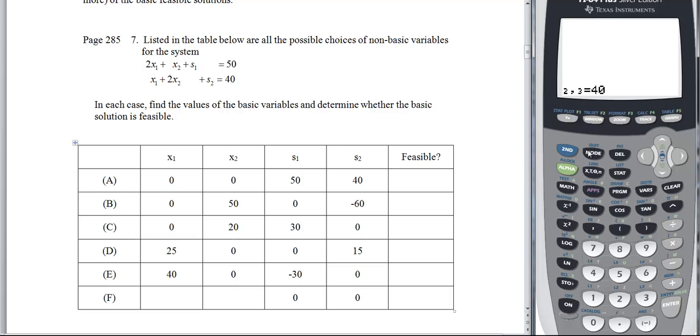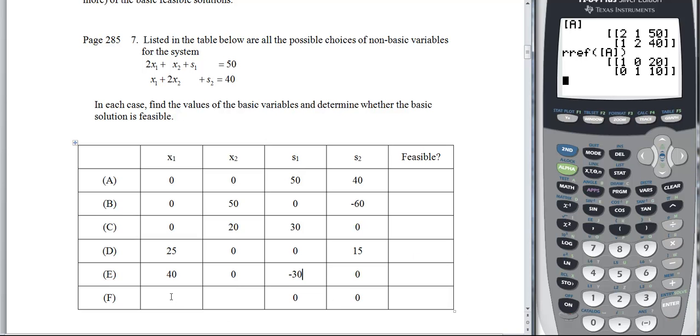And I have to check it. So second matrix over, let's go do RREF for that matrix and see where they hit. So this would be 20 down here, 20 and 10.